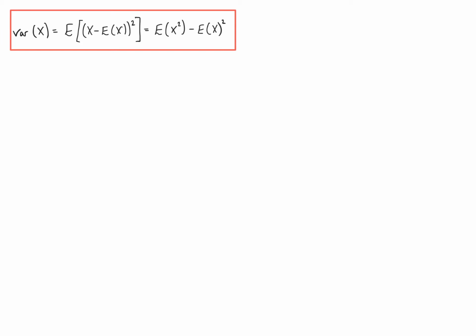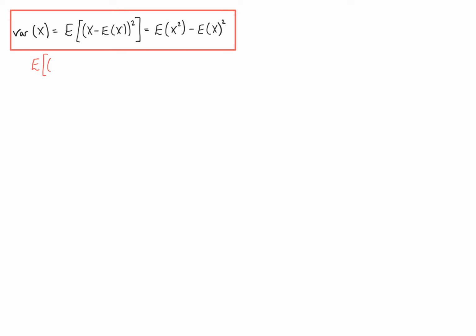In this video, we're going to begin by proving that the variance of a random variable, which is defined as the average square of the deviation of the observations away from the expected value, or the expected deviation of the observations away from the expected value, is the same as the expectation of x squared minus the expectation of x all squared.